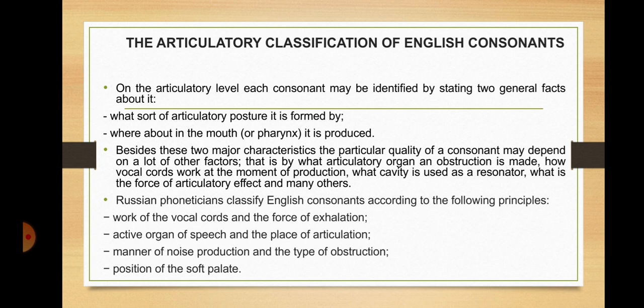That is, by what articulatory organ an obstruction is made, how vocal cords work at the moment of production, what cavity is used as a resonator, what is the force of articulatory effect, and many others. Russian phoneticians classify English consonants according to the following principles: work of the vocal cords and the force of exhalation, active organ of speech and the place of articulation, manner of noise production and the type of obstruction, position of the soft palate.